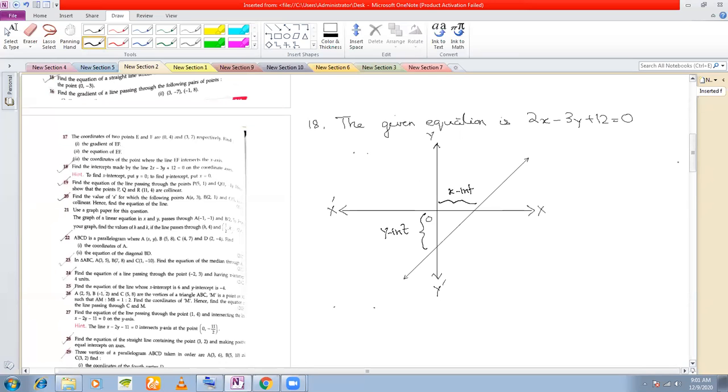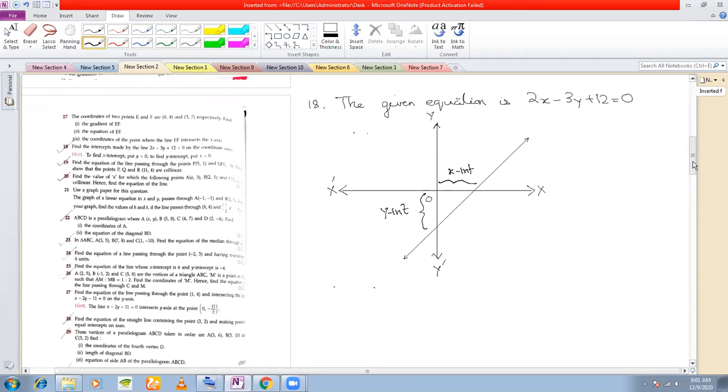Now the question is how to find out the x and the y intercepts. If you remember, in class 9 I told you how you find the point of intersection of two straight lines. You find it by solving the two equations simultaneously, and whatever value of x you get will be the x coordinate of the point of intersection, and whatever value of y you get will be the y coordinate.